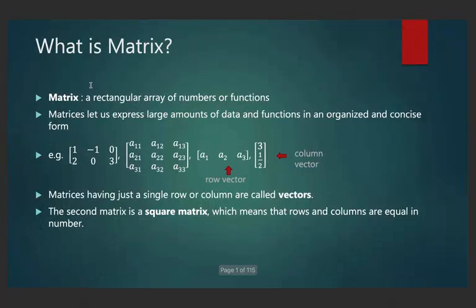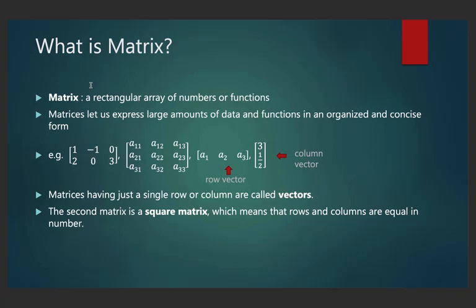So today we are going to study linear algebra. First we will learn what a matrix is. A matrix is a rectangular array of numbers or functions. Matrices let us express large amounts of data and functions in an organized and concise form.